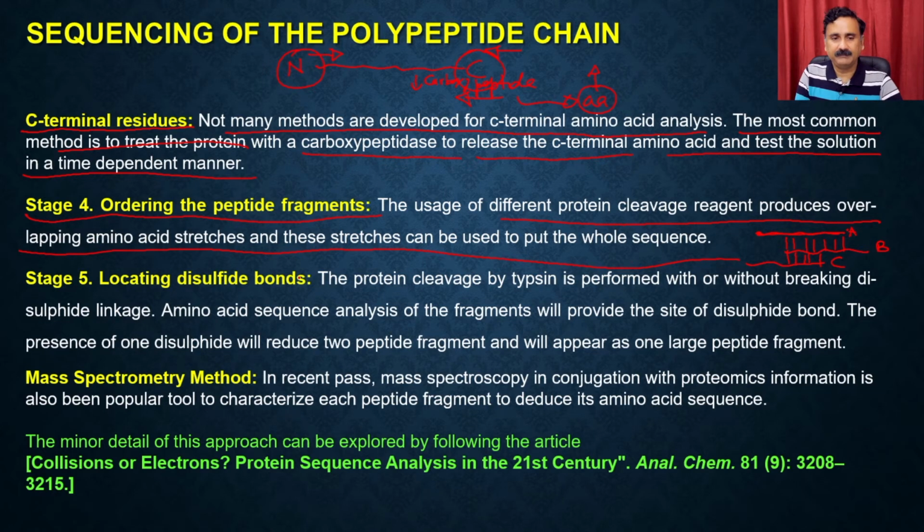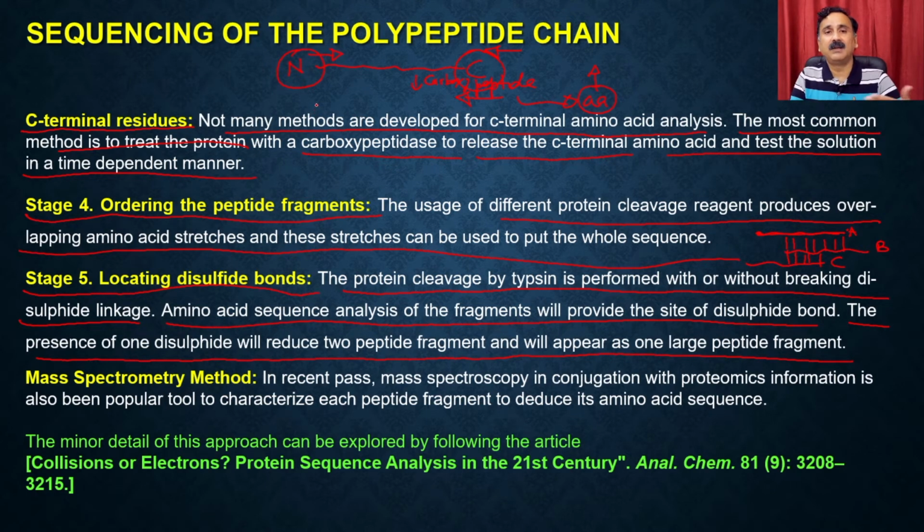Then in stage 5, you can locate the disulfide bonds. Cleavage of the protein by trypsin is performed with or without breaking the disulfide linkages. Amino acid sequence analysis of the fragments will provide the site of the disulfide bond. The presence of a disulfide bond will join two fragments so they appear as a single large fragment. As we said, if a disulfide linkage is present, it is not going to allow the release of the amino acid fragments.